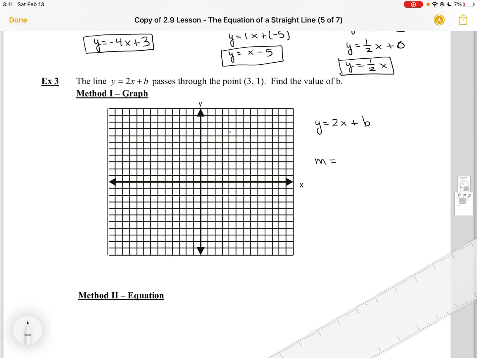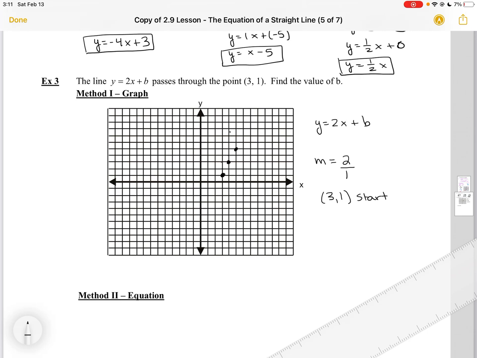That means that I know my slope is 2, which is the same as 2 over 1. So that's my rise and my run. And then I have a point, (3, 1), that's on the line. So I don't know my y-intercept, so I'm going to start at (3, 1). And then I'm going to use my slope to get to the next point. So up 2 and right 1, up 2 and right 1.